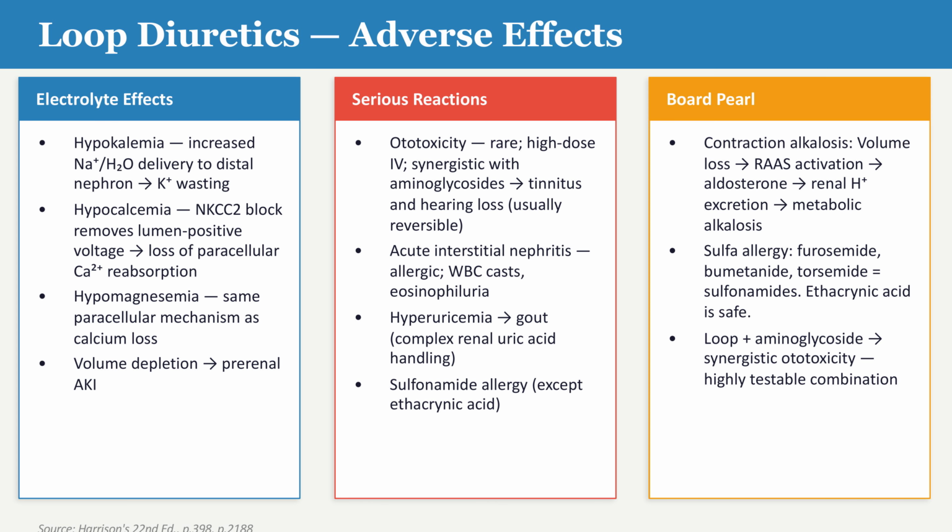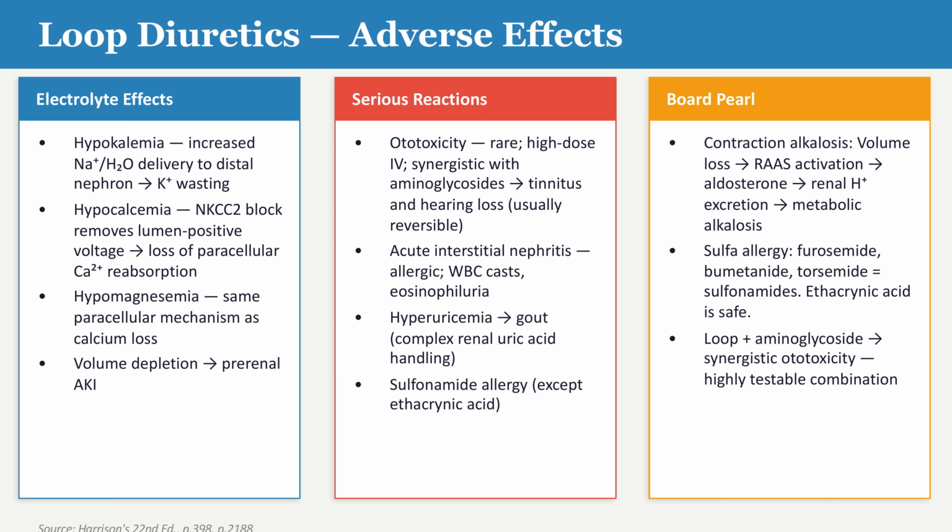Now let's walk through the adverse effects of loop diuretics, because if you understand the mechanism, the side effects practically explain themselves. Hypokalemia makes total sense. All that extra sodium hitting the distal nephron means more potassium gets secreted. Hypocalcemia and hypomagnesemia. We just explained this. NKCC2 blockade kills the paracellular reabsorption pathway.